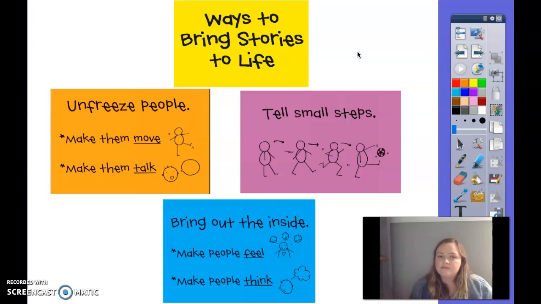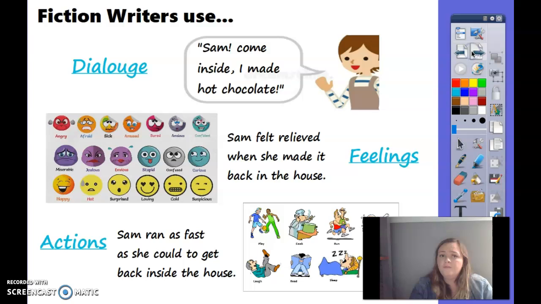We can unfreeze people. We can make our characters move. We can make them talk. We can tell small steps. And we can also, most importantly, bring out the inside. We can make people think. We can make people feel. Now, the best way we can make our characters think and feel is we can bring out dialogue between our characters. We can talk about our characters' feelings, and we can bring out actions.